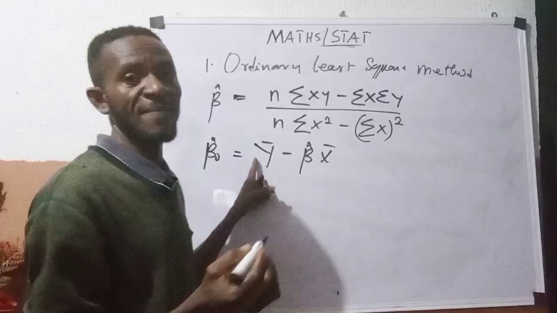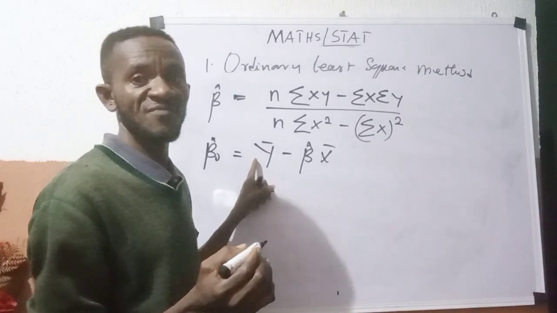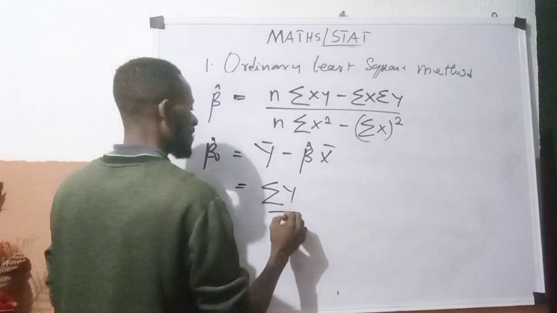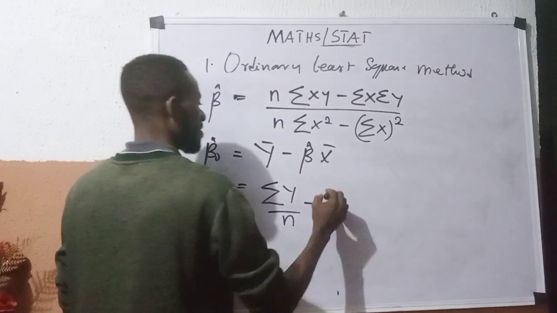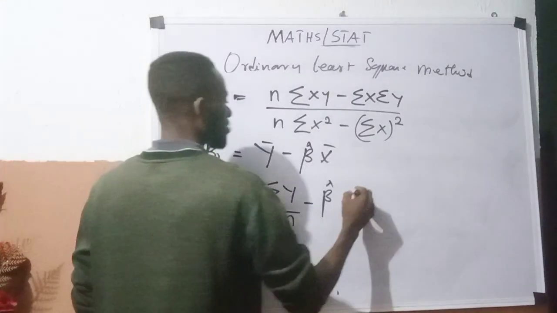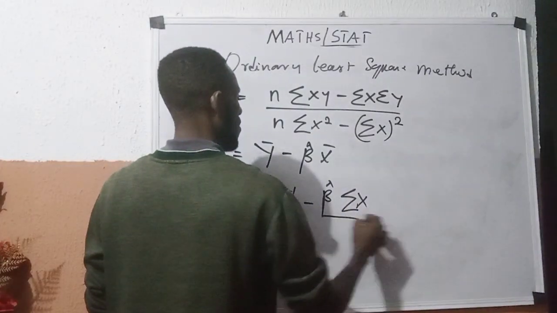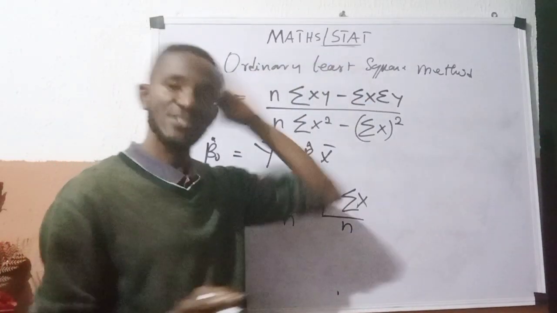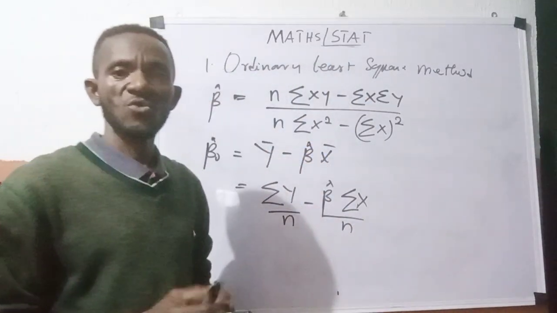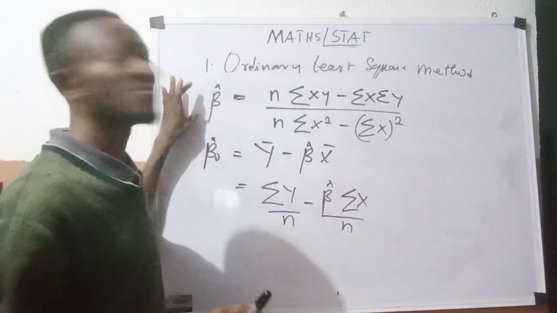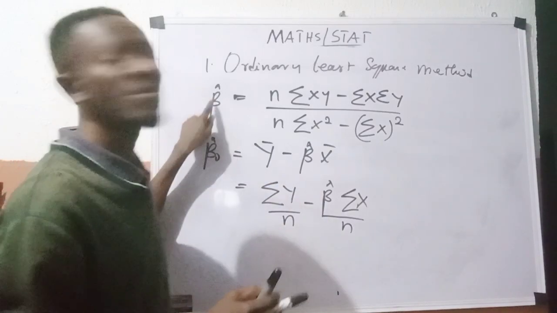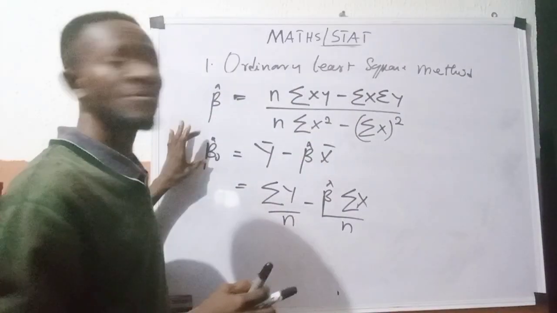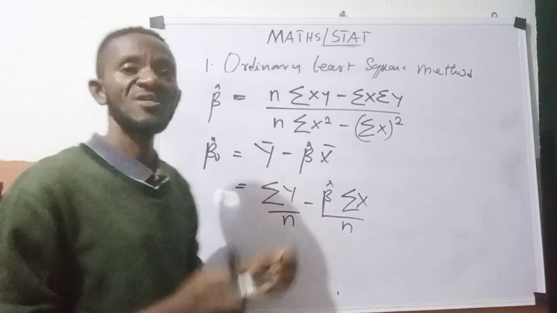Of course, y bar is the mean of the response variable, which becomes summation of y all over n, minus beta cap times x bar, which is summation of x all over n. So when we use the ordinary least square method, we are able to derive the formula for beta cap, which is the slope, to be this, and beta 0, which is the intercept, to be this.